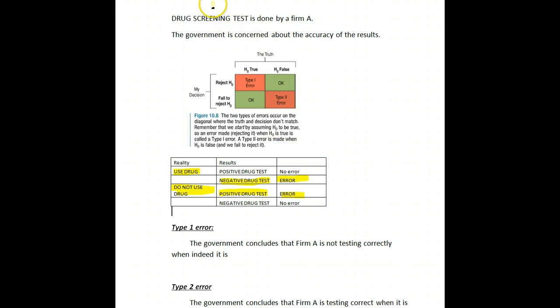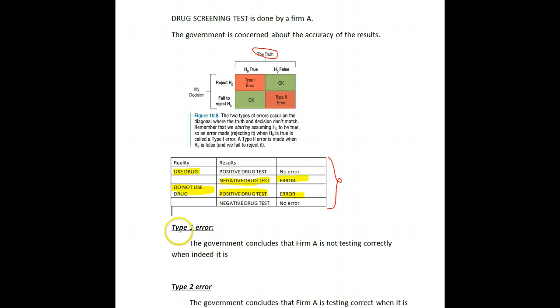Now, the government is concerned with how this whole process works for a firm, and the government is wanting to make a judgment: is the firm doing it correctly or not? Now, the reality for the firm, which is really what the truth is all about, is that it may be doing H0, that it's doing it properly, and H0 being false would be that it's not doing it properly.